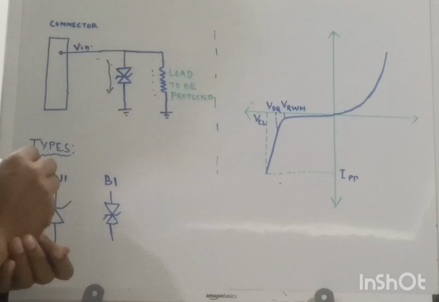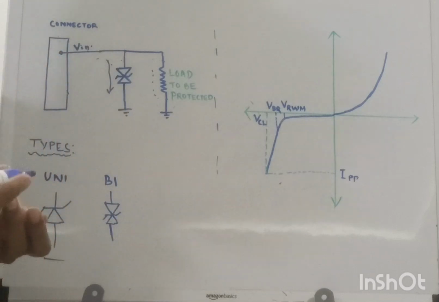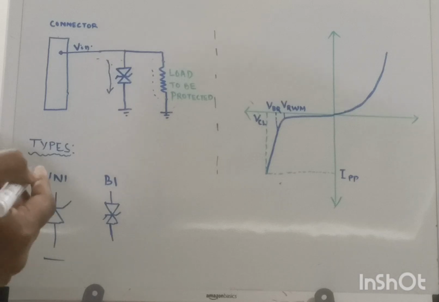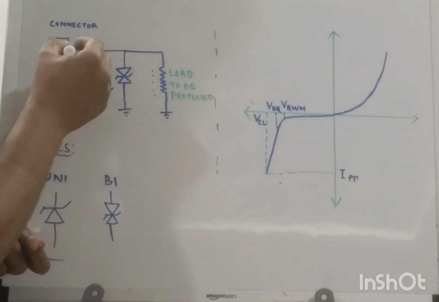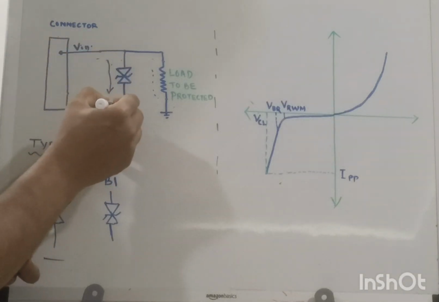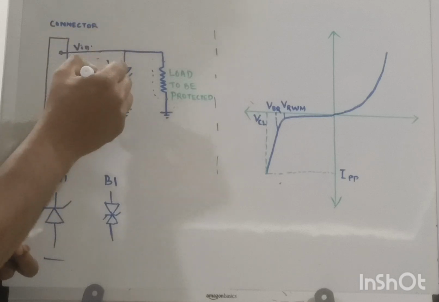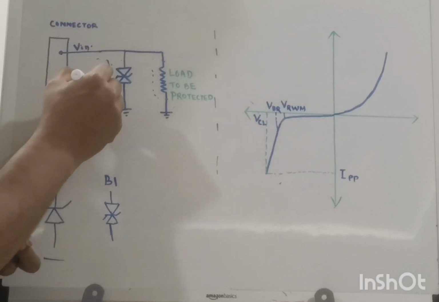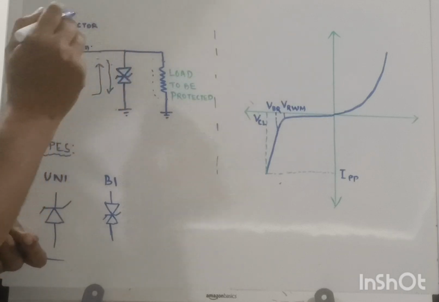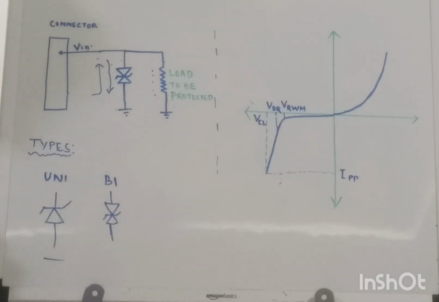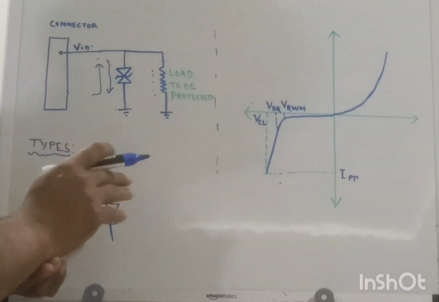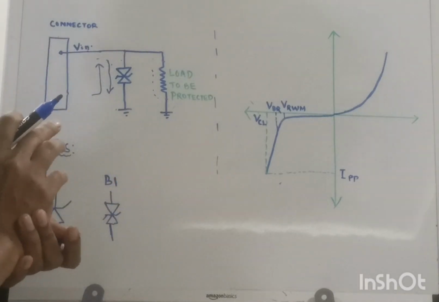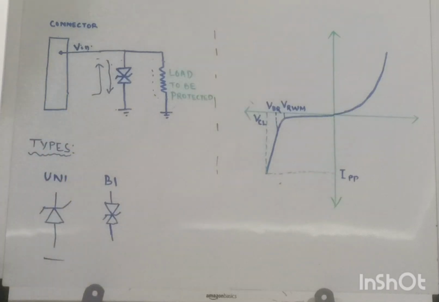But when your signal fluctuates between positive and negative, then when a negative voltage appears here, the current will flow from ground to the lower potential, the negative. That means you need a bidirectional TVS diode to protect your equipment. So these are the applications of unidirectional and bidirectional TVS diodes. Now, where it is connected.